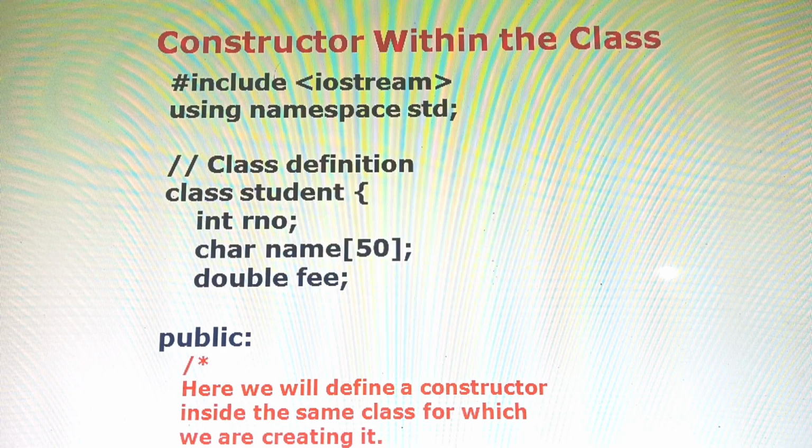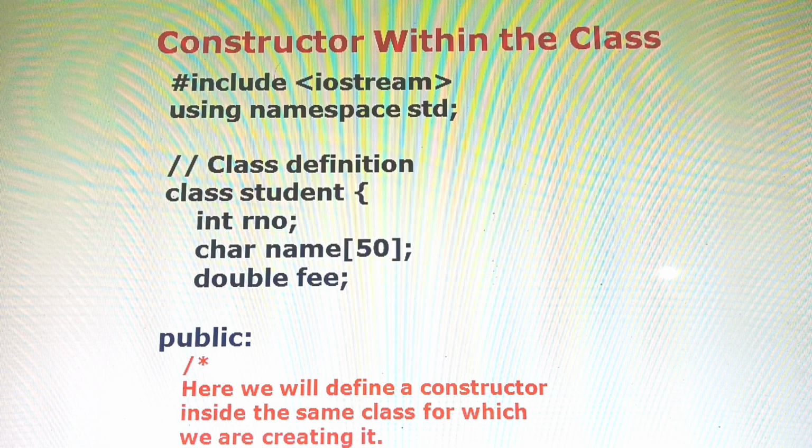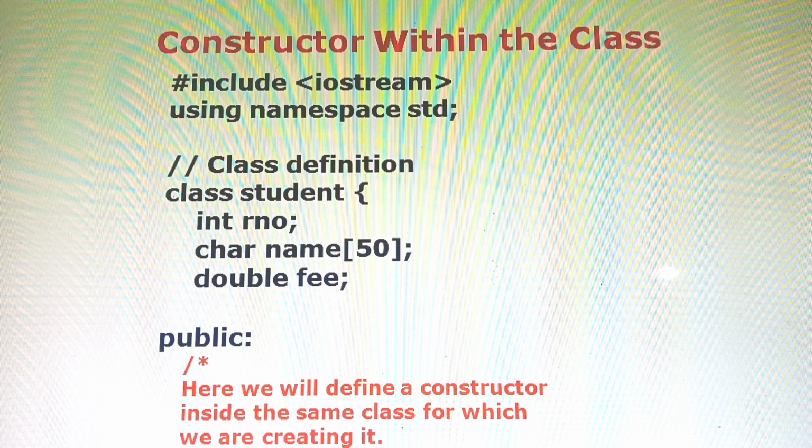We'll do the first example, within the class: a program to input and display student details using the class and objects. First we have to define the class with the keyword class and the class name Student. Then open the brackets and declare the three variables we require for student details: roll number, name and fee.